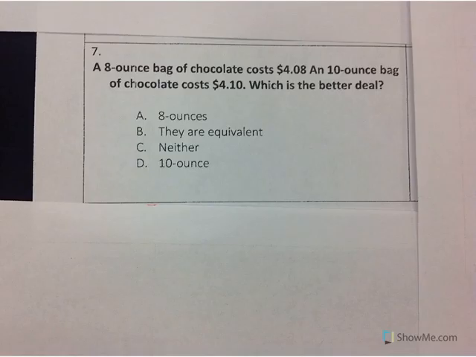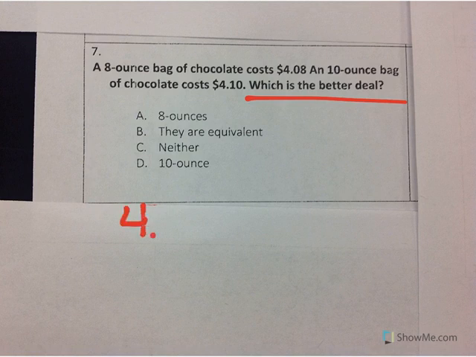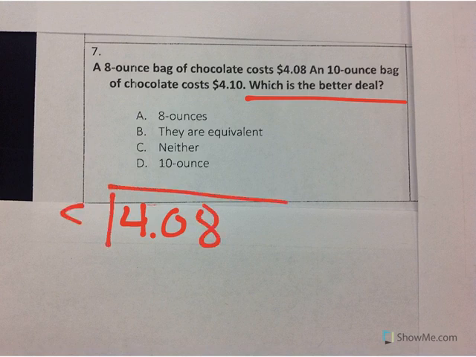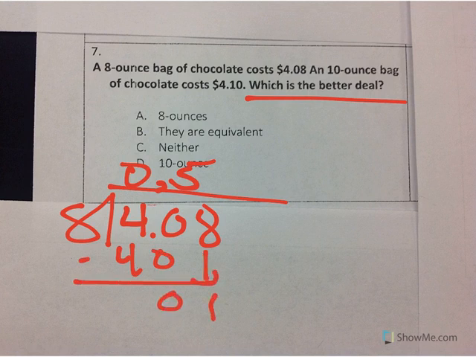Okay, number 7's asking you which one's the better deal. So the better deal would be the lowest cost price. So an 8-ounce bag of chocolate costs $4.08. So if I want to find out how much it costs per 1 ounce, there's many things I can do. Probably the easiest would be to divide. Move your decimal up. 8 goes into 40 5 times. Bring down the 8. 8 will go into 8 one time. So the 8-ounce bag costs 51 cents per ounce.